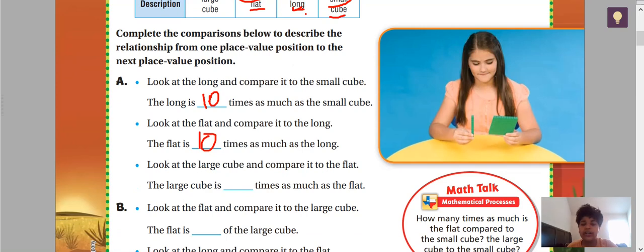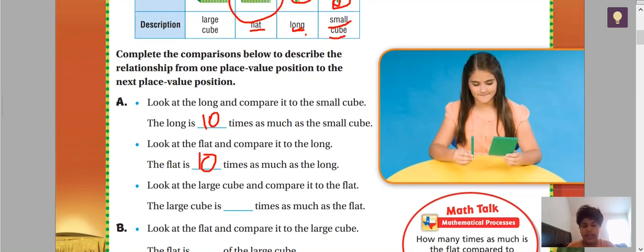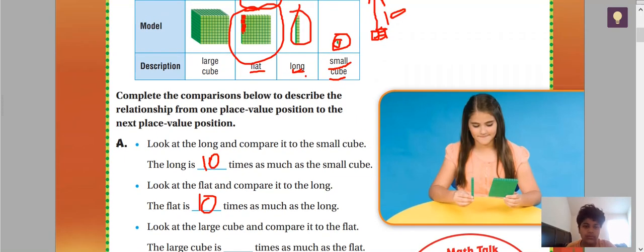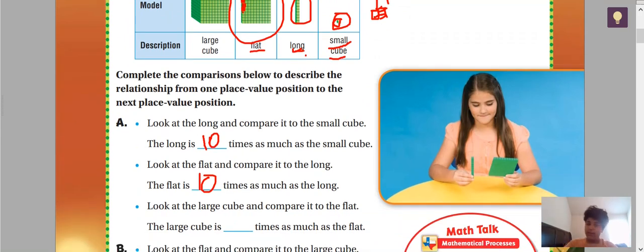Look at the large cube and compare it to the flat. The large cube is blank times as much as the flat. The large cube, that's a huge large cube. And we're comparing it to the flat. This is an easy question. We all know this, right? Pause the video. What do you think the answer is? If you paused your video and you got your answer, unpause it.